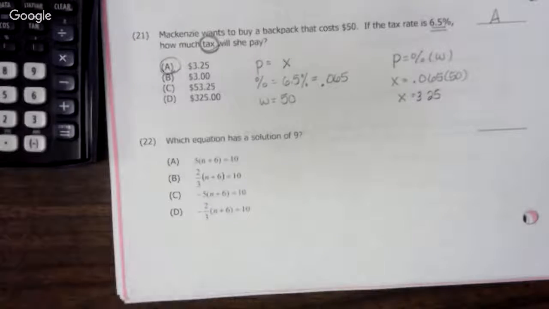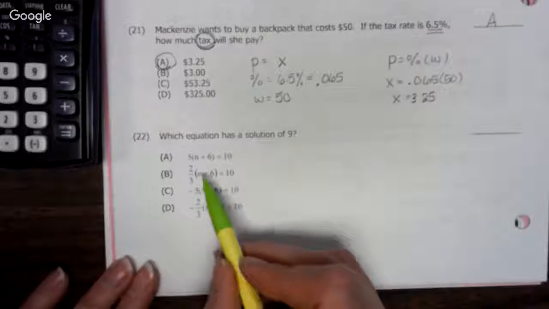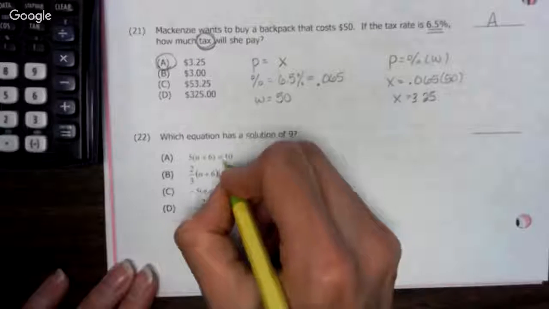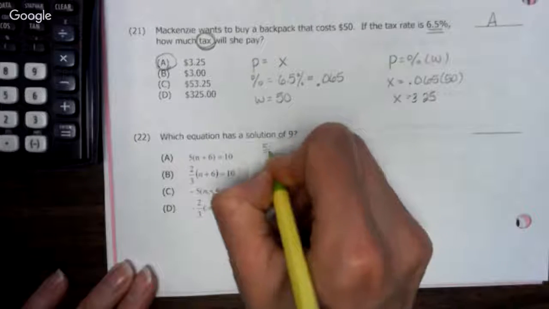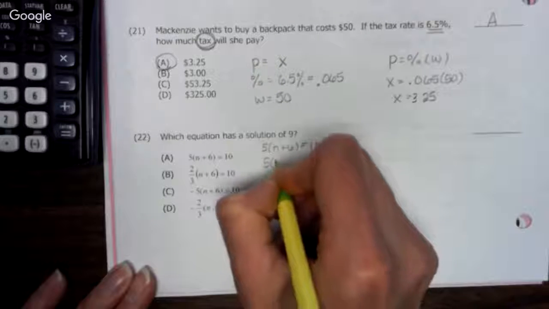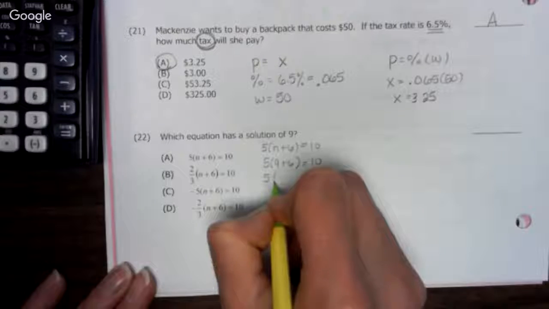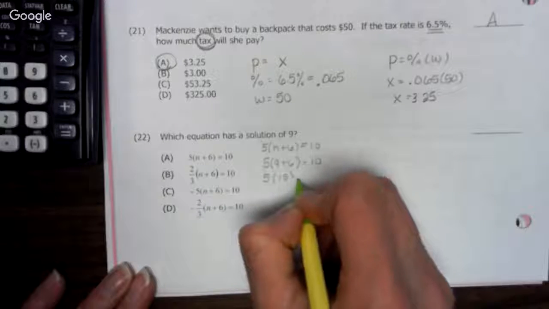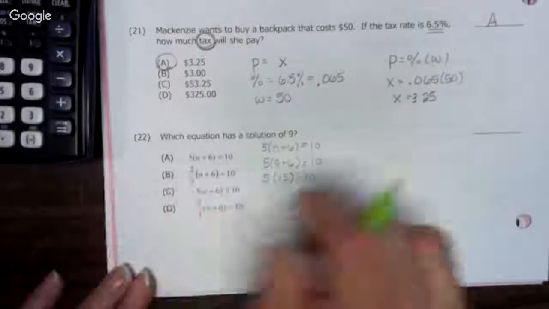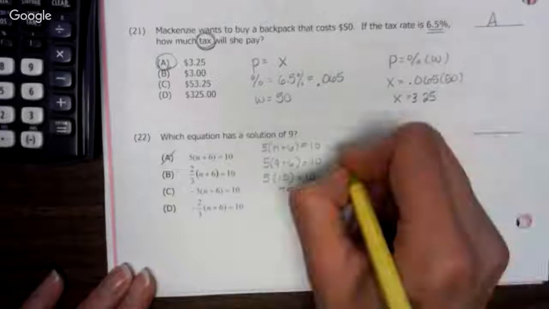All right, so number 22, it says, which equation has a solution of 9? So this one, you can do this in several different ways. You can either take each of these equations and solve, or you could take each of these equations and check. So I'm going to do the check method. So here's choice A. I'm going to take n is 9, and I'm going to just make sure that both sides are equal. So parentheses first, 9 plus 6 is 15. 5 times 15 is 75. So that is not equal to 10. So it's not choice A.